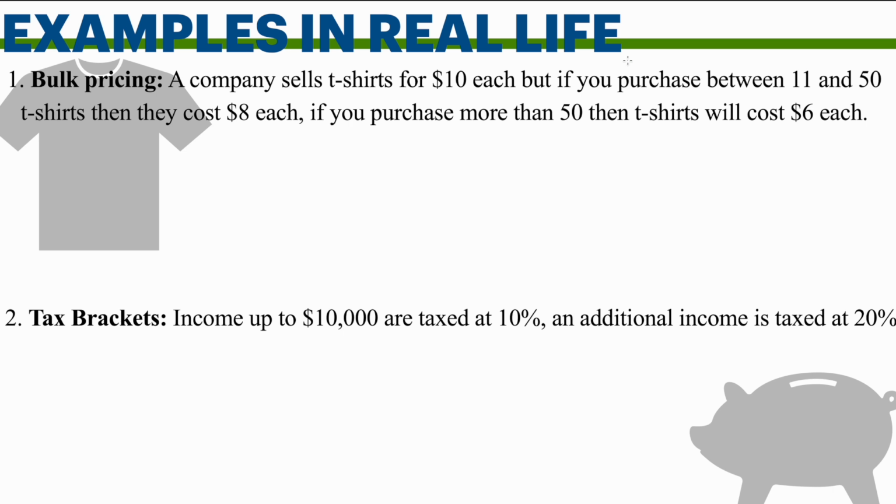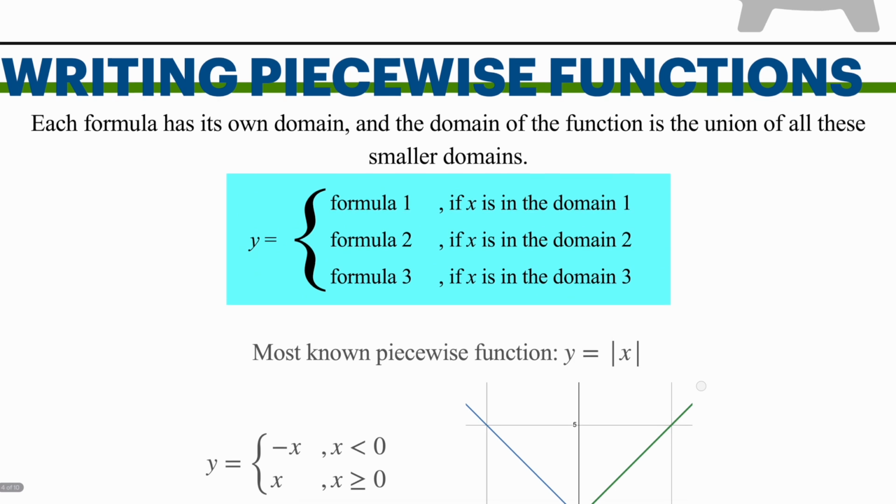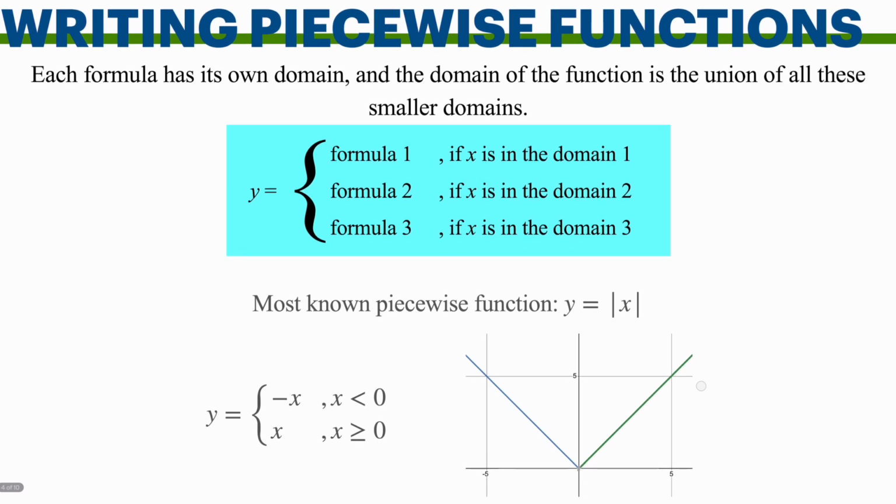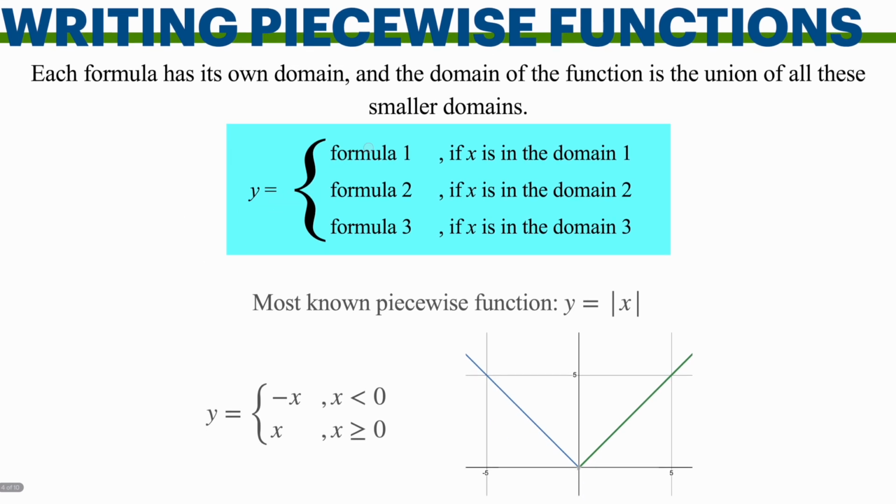Same thing with a tax bracket. If you only make up to $10,000, then you're only taxed at a certain percent. And then anything above $10,000, you'll be taxed at a different percent. So the domain and formula will actually change. So by definition, a piecewise function is going to be represented by different formulas, and each one of those formulas is going to have its own domain.